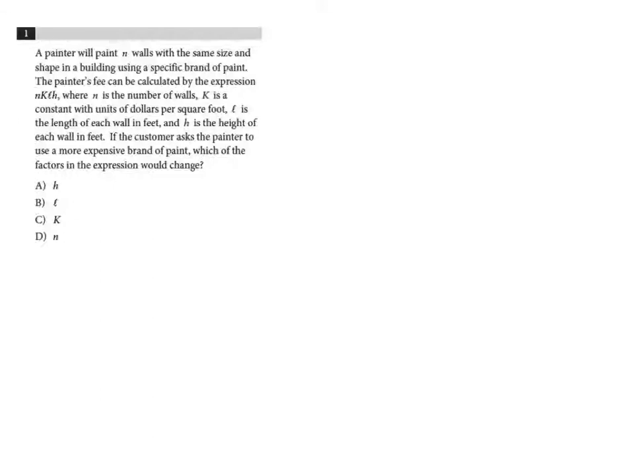All of the factors in the expression: N is the number of walls, K is a cost in dollars, right? L is a length of a wall, dimensions, and H is a height of the wall, also dimensions. So the only value, or only dollar units in this, are going to be from K.